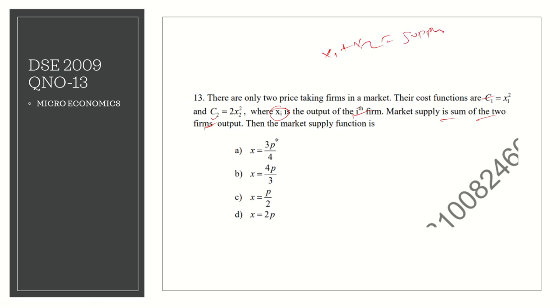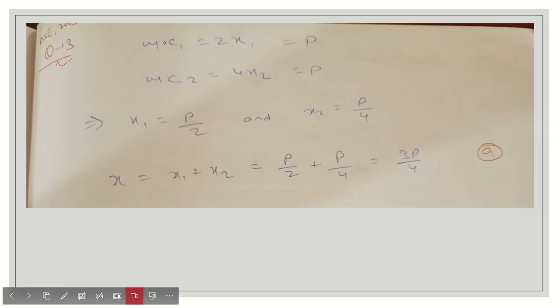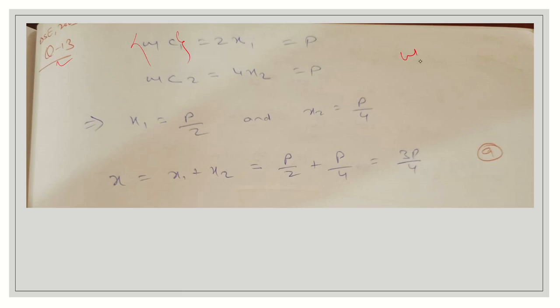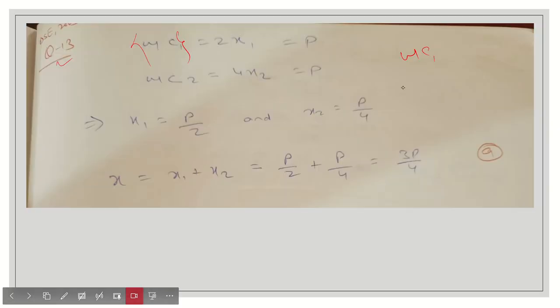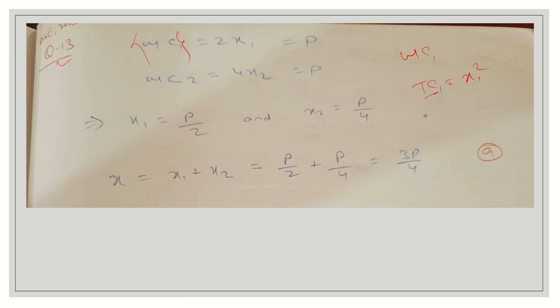Okay, so we have to find the market supply function, which means we have to find the value of X1 plus X2. We know the MC, that is marginal cost. Here the total cost is given: C1 is X1 square. So when you differentiate the total cost with respect to X, it gives the marginal cost, that is 2X1. So we get the marginal cost as 2X1.